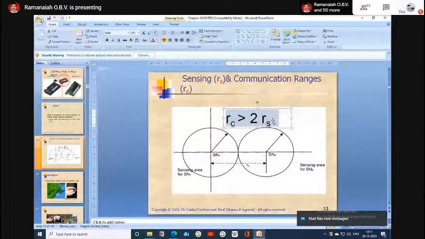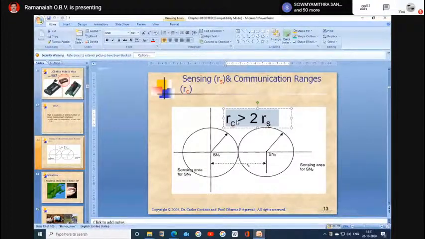So the important relationship, given a typical sensor node, between communication range and sensing range is: communication range should be greater than double the sensing range. Then only the communication is possible, right?